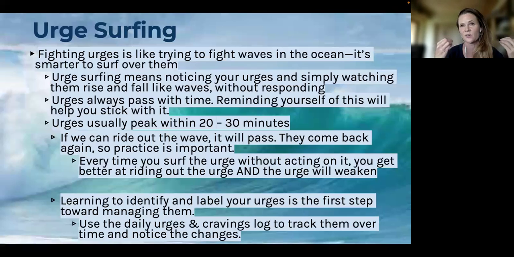So essentially, if you can outlast them, they will eventually recede. And the idea is that if you went barreling headfirst into a wave in the ocean, you're probably going to get knocked down off your feet. The wave usually wins, and it's going to take a lot of time and effort on your part. Whereas if you can learn to surf on top of the wave, you can literally ride it out.